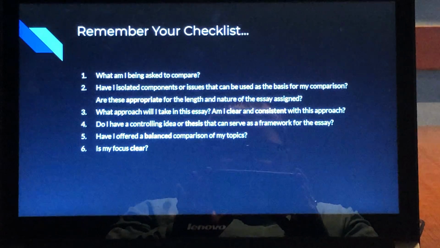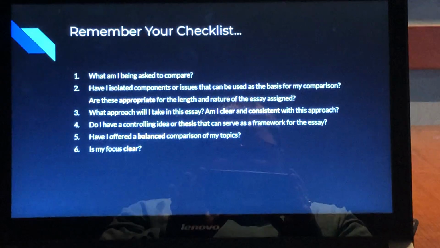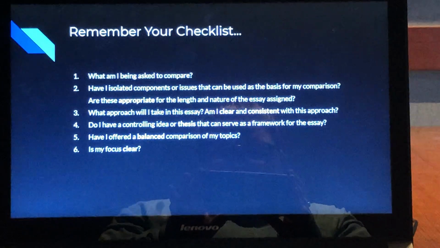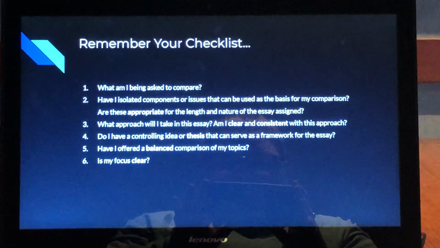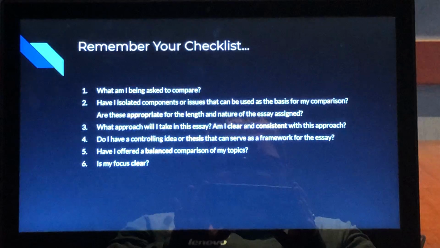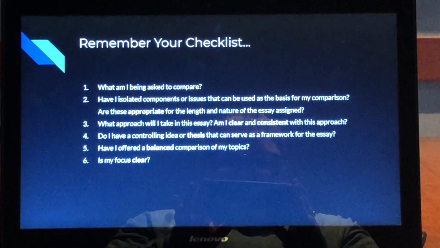Step 5: have I offered a balanced comparison of my topics? Again, like Ariana was talking about, balance is really important, and this is something a lot of kids will struggle with when writing a comparative essay. Maybe they focus more on similarities than differences, or more on differences than similarities, or as she said, maybe they focus more on one topic than another.